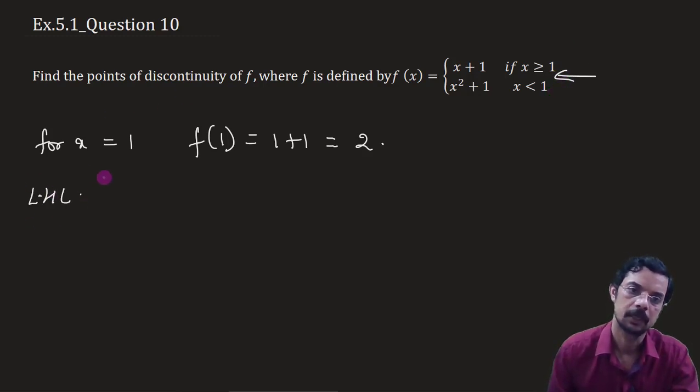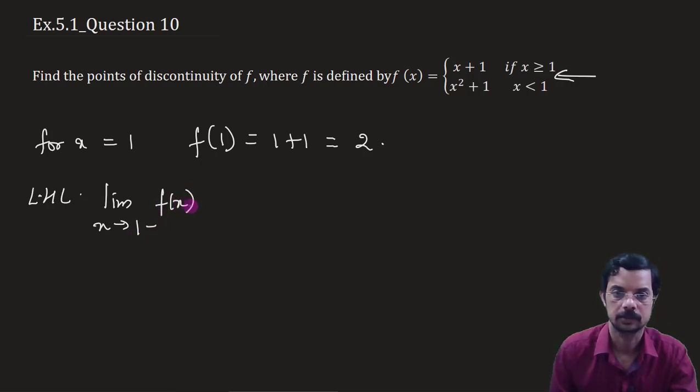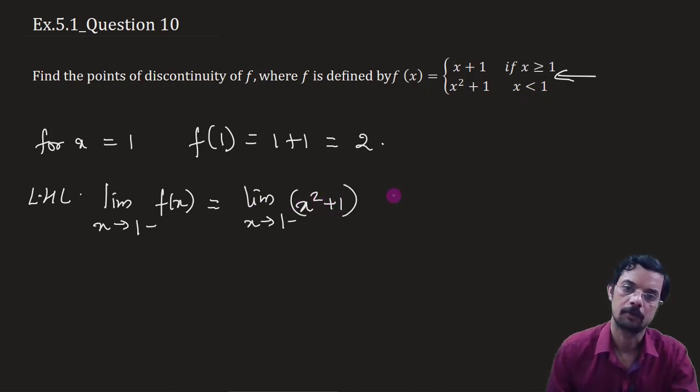Left hand limit is equal to limit x tends to 1 from the left, f of x. What is f of x for the left of 1? Left of 1 means x is less than 1. When x is less than 1, it is x square plus 1. When you put x equal to 1, not minus 1, it is 1 square plus 1, that is equal to 2.